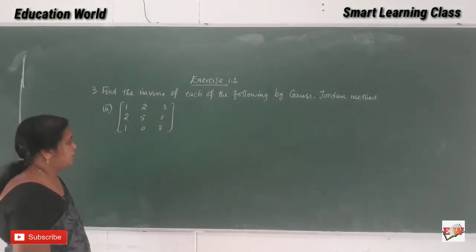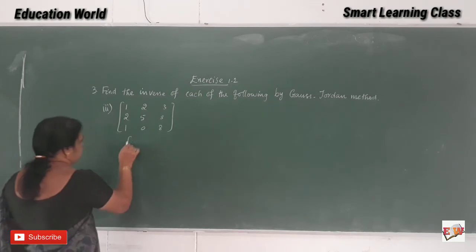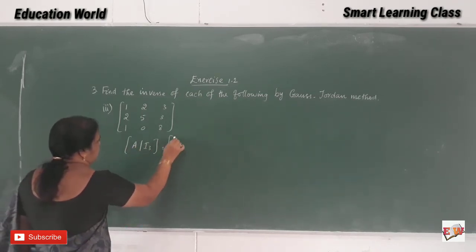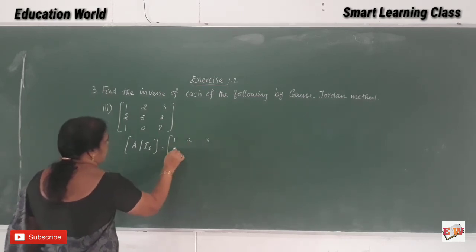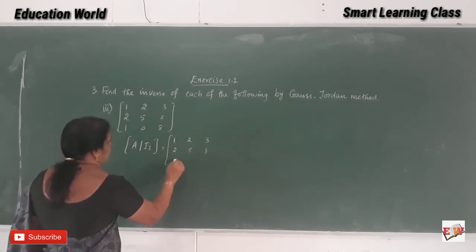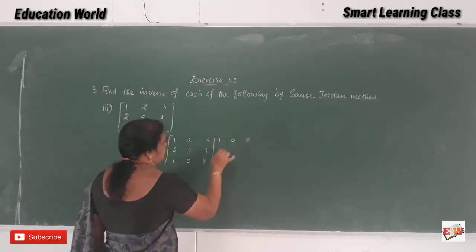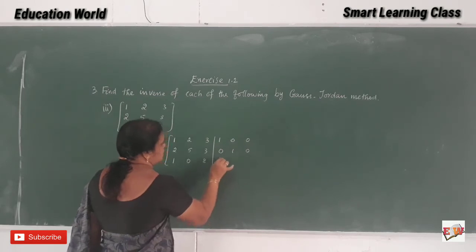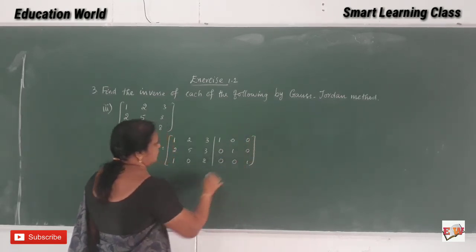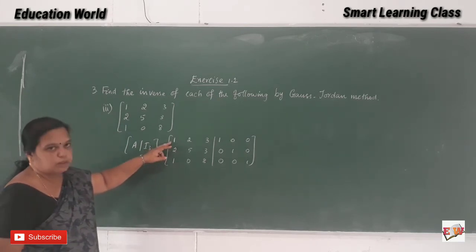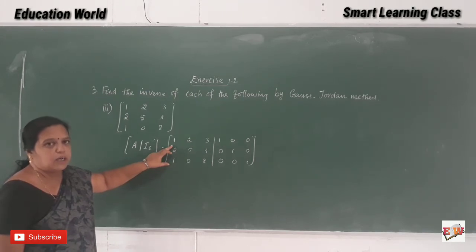Now, third subdivision. First we have to write the augmented matrix: 1, 2, 3, 2, 5, 3, 1, 0, 8, 1, 0, 0, 0, 1, 0, 0, 0, 1. So first, this is the first pivot, no problem. Below this pivot element we should bring 0.